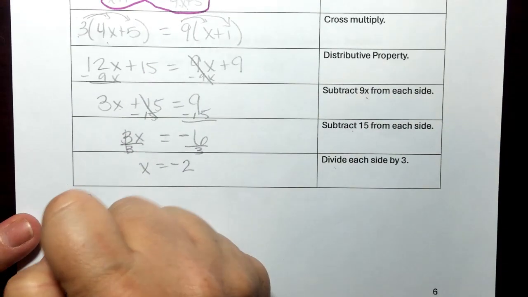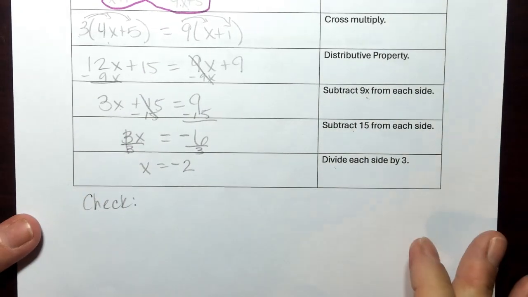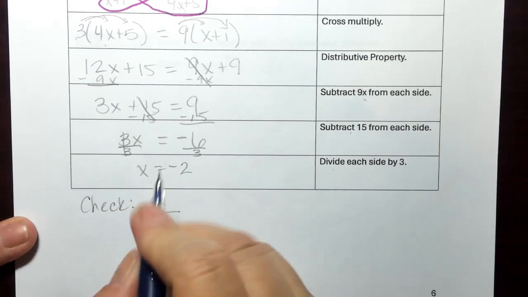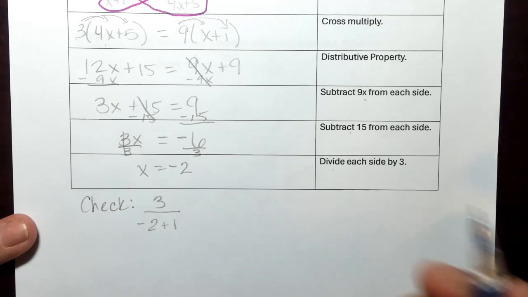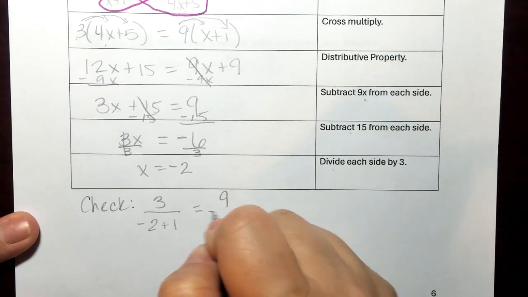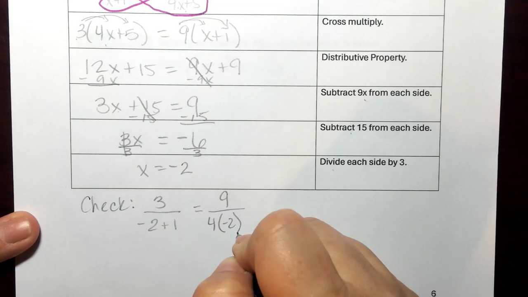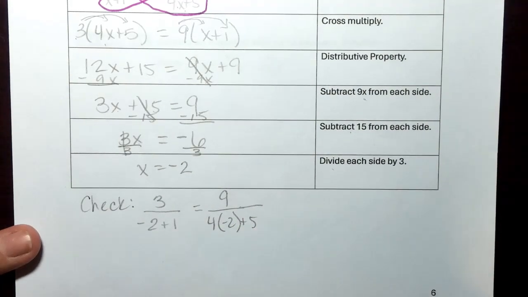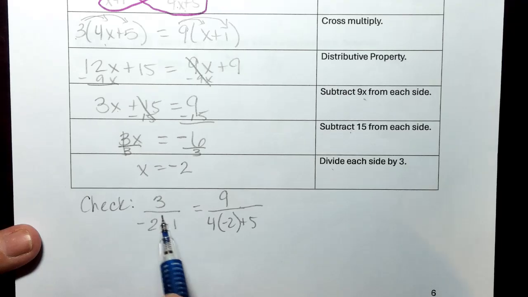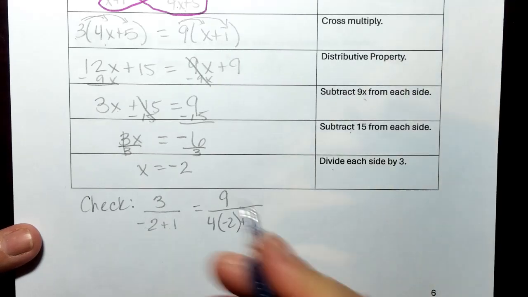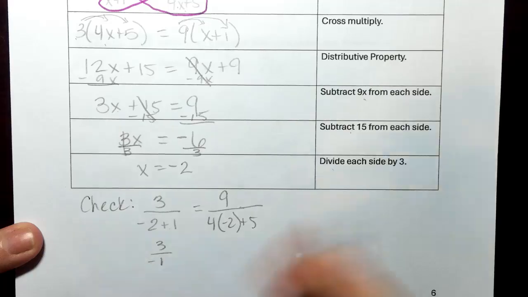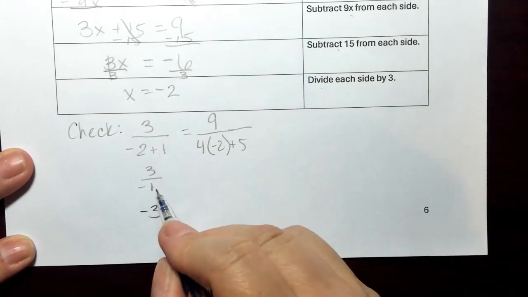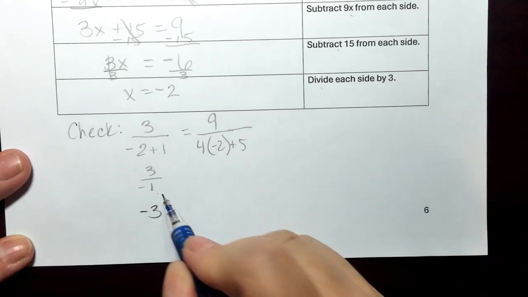The way you would check your work, and I know I don't do this a lot because you can do most of this in a calculator, but just for practice, is to take the original equation, and where x was, I substitute in negative 2, and then simplify. So this becomes 3 over negative 2 plus 1, which is negative 1, and then that changes to negative 3, because 3 divided by negative 1 is negative 3.